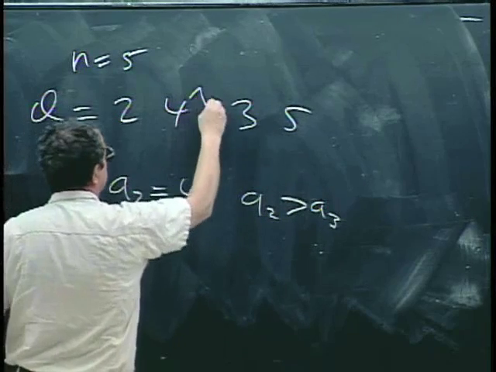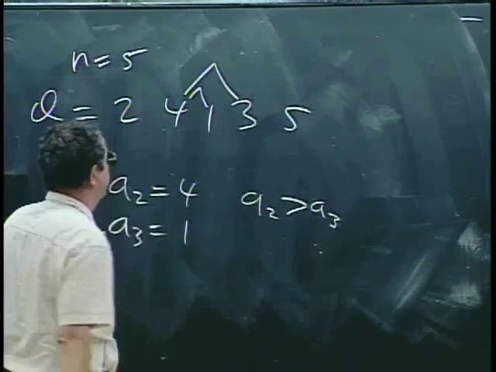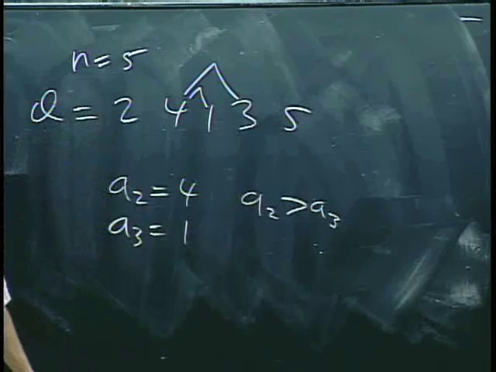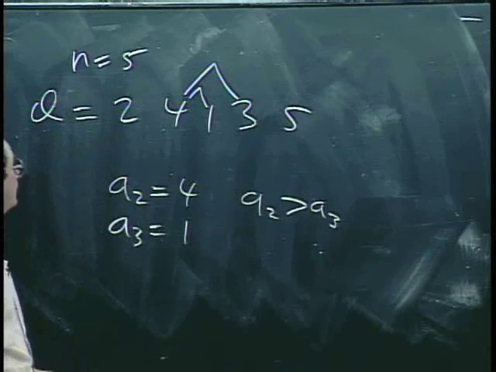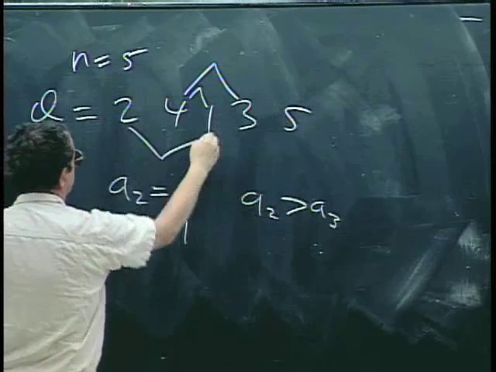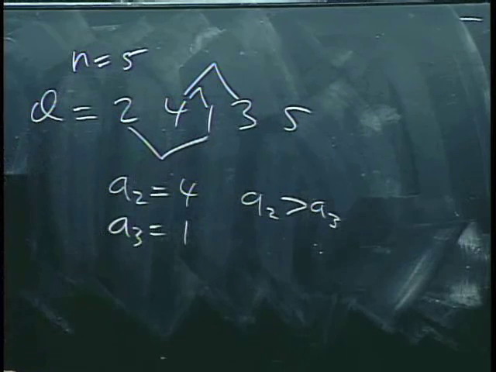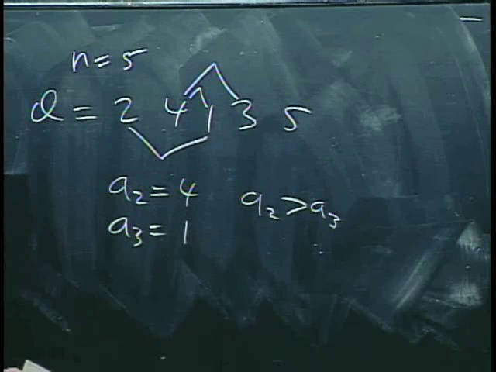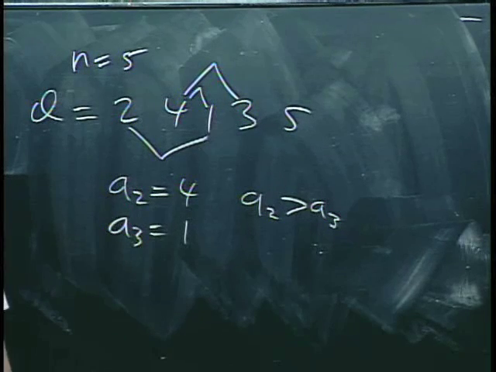So these guys are an inversion, but this is also an inversion. 4 is bigger than 3. That's an inversion. 2 is bigger than 1. That's an inversion. Are there any other inversions there? I don't see that there are. 4, 3. Everything else looks okay.